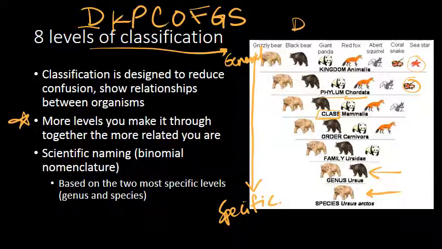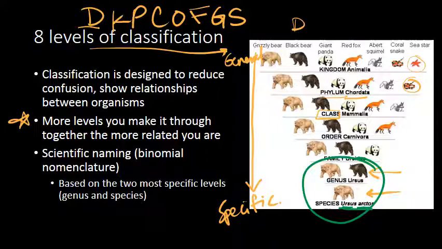And the last part of this is scientific naming, which is called binomial nomenclature. For binomial nomenclature, every species has a 2-part name, and it's based on the 2 most specific levels. So the 2 most specific levels are the genus and the species. So the scientific name of the grizzly bear is Ursus arctos. How did we get that? Ursus is the name of its genus, arctos is the name of its species. We put those 2 words together, and there we have our binomial nomenclature for this grizzly bear.